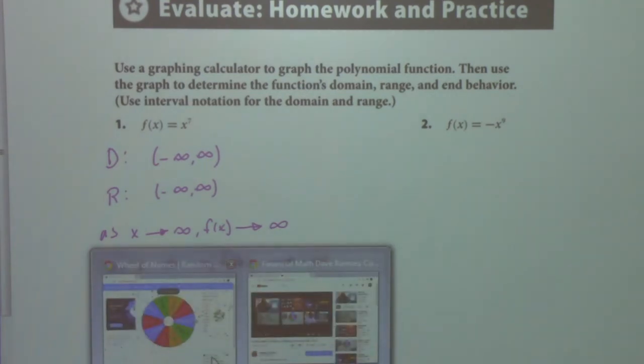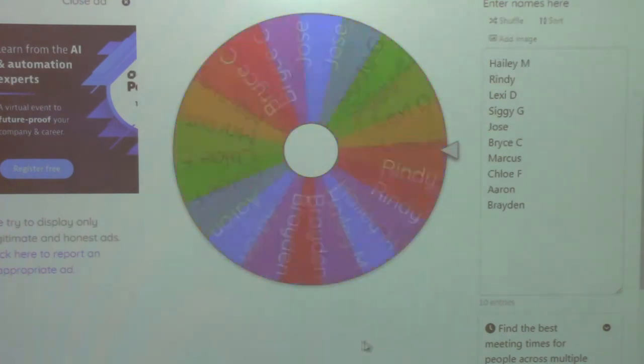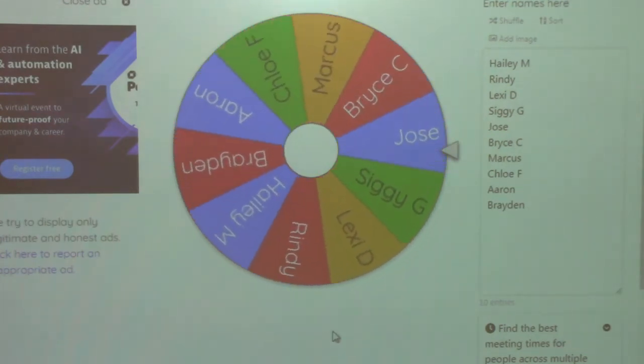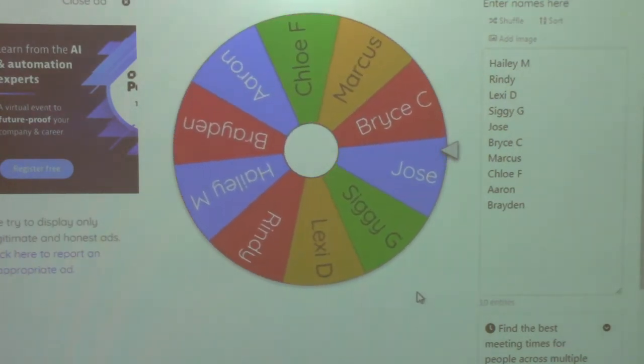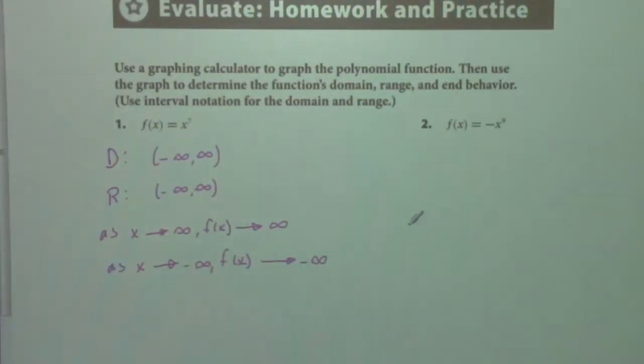And we have for this one, let me shuffle. Jose, okay. All right, Jose, what do we got here? So isn't this all real numbers? So the domain is all real numbers? Yeah. And what is our range? Also all real numbers? Okay, the range can be the same here, right?